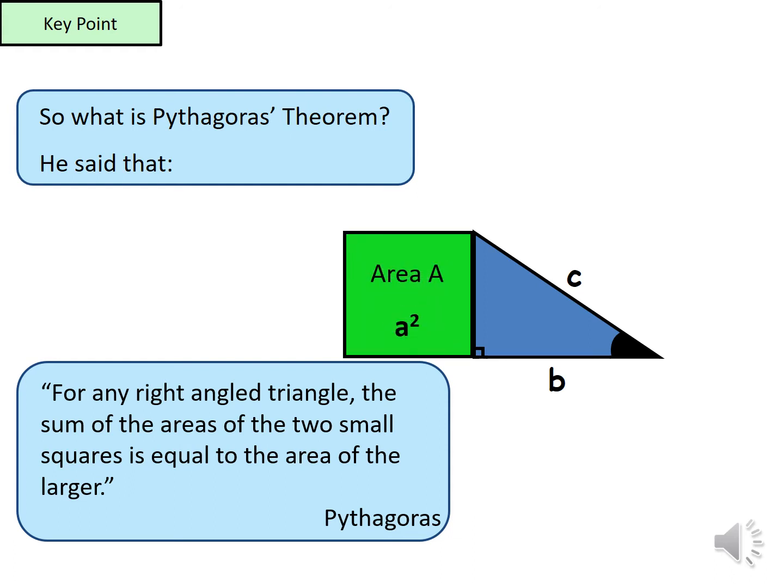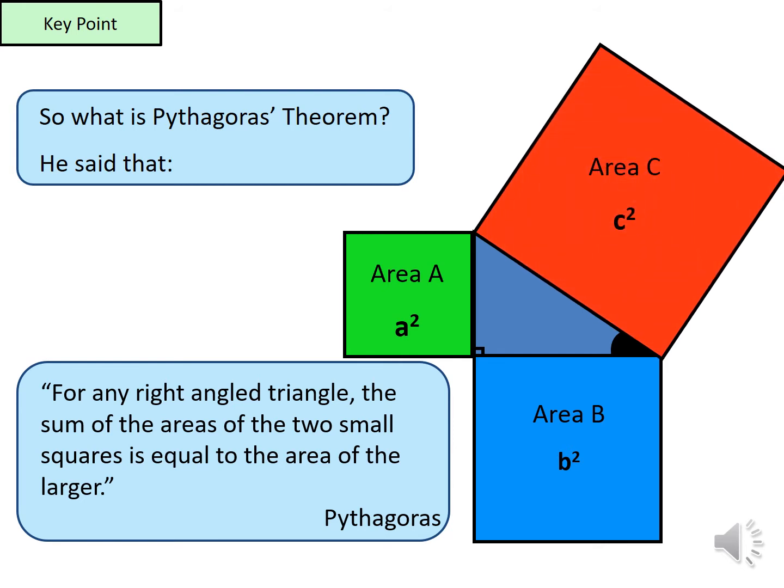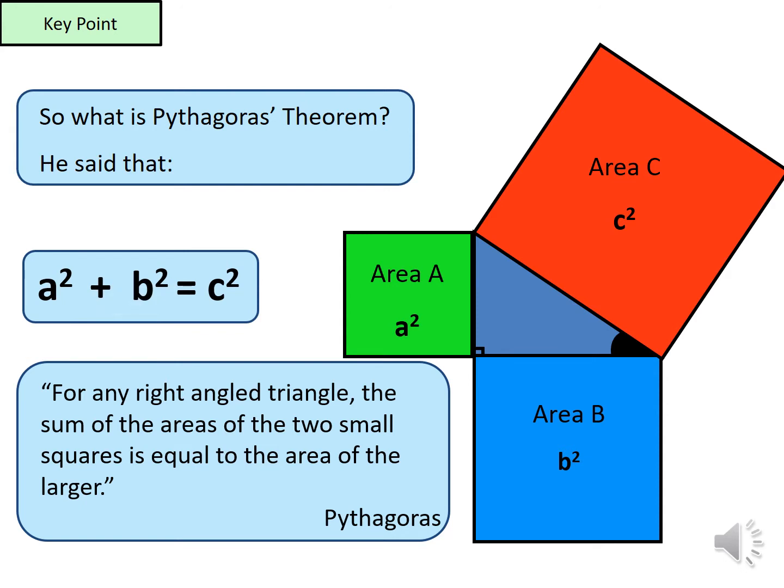What that essentially means is that the length of A, we square that, and the length of B, we square that also, and we add them together, that will give you the length of C squared. Essentially, according to Pythagoras' theorem, that is A squared plus B squared equals C squared.